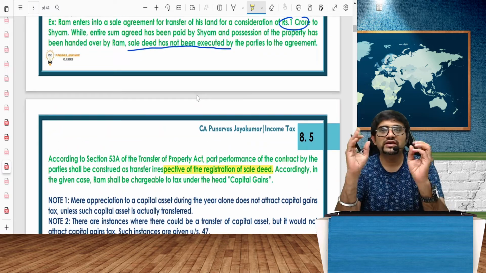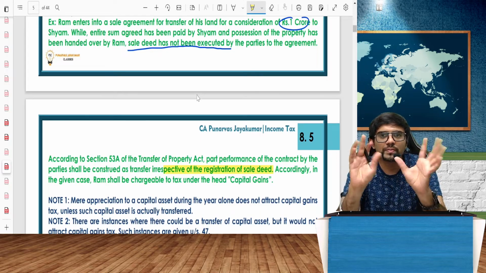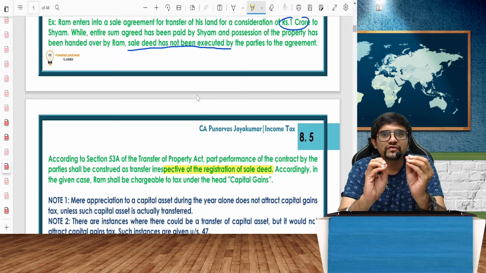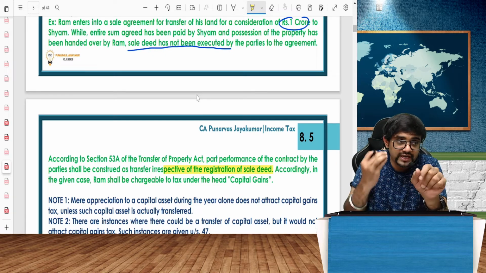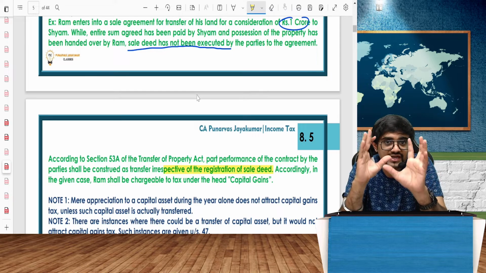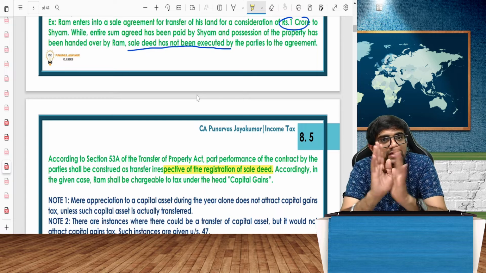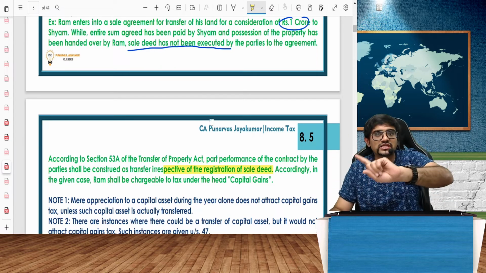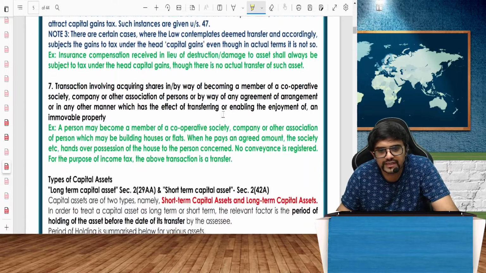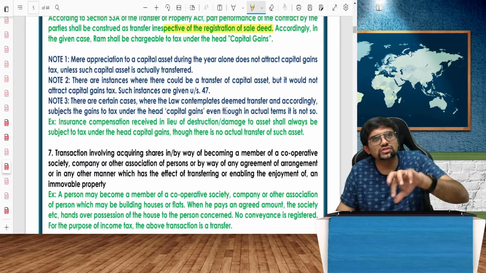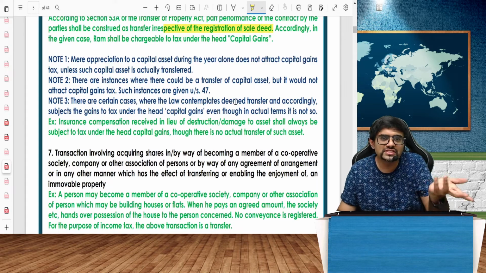So always remember, if they ask you anything about the Transfer of Property Act, TOPA, under part performance, the day possession is transferred, not ownership, with an agreement for sale, even though the sale deed is not yet done, it is deemed to be a transfer. All this they'll keep asking in examination questions, so you should remember. In some cases, even though there is no transfer, it is still deemed to be a transfer.